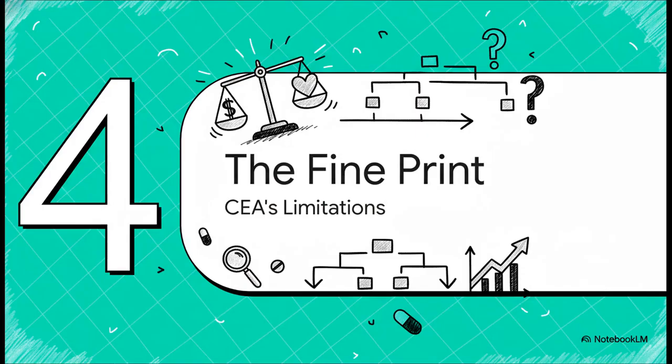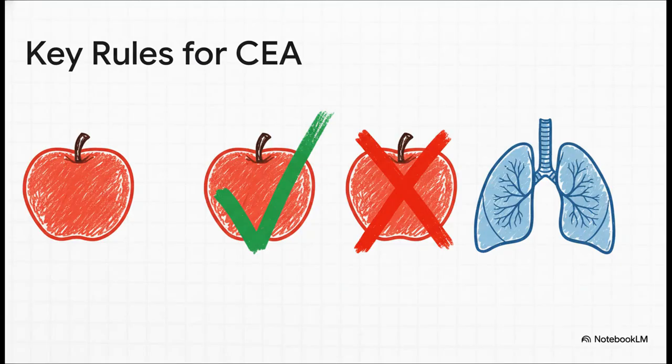So CEA is obviously a really powerful tool, but it's not perfect. Like any tool, to use it the right way, we have to understand its limitations. The important fine print. Okay, the biggest rule of CEA, the golden rule, really, is that you have to compare apples to apples. You can only compare treatments that are measured with the same health unit. So, for example, you can totally use CEA to compare two blood pressure drugs that are both measured in millimeters of mercury, but you can't use it to compare one of those drugs to, say, an asthma medication, which is measured in lung capacity. It doesn't work.